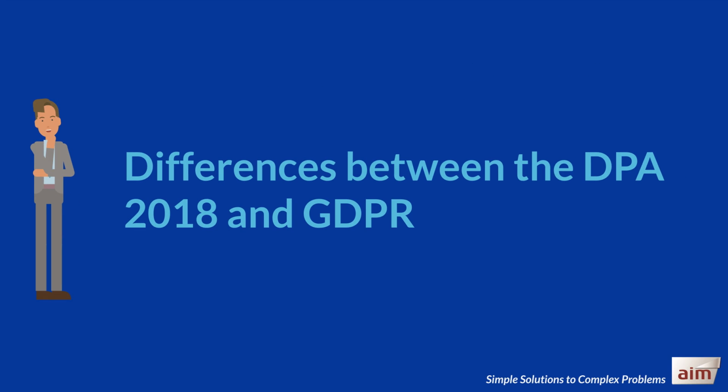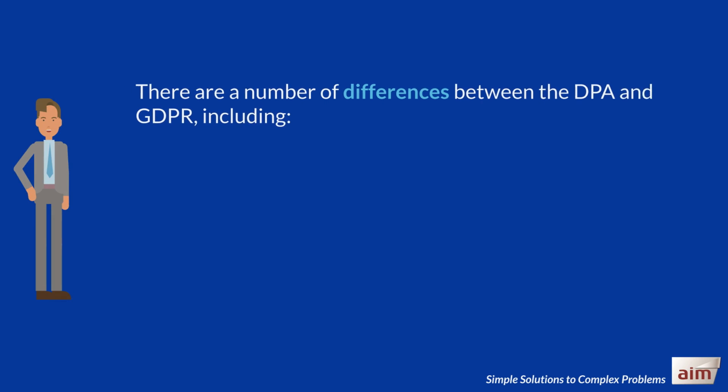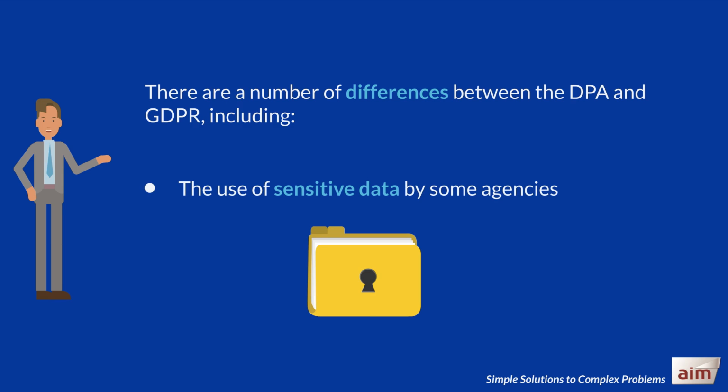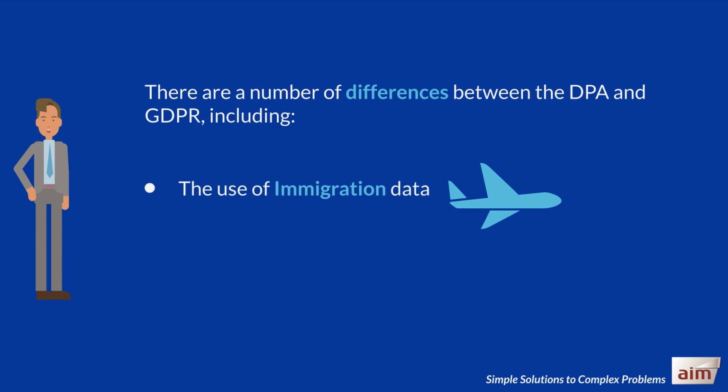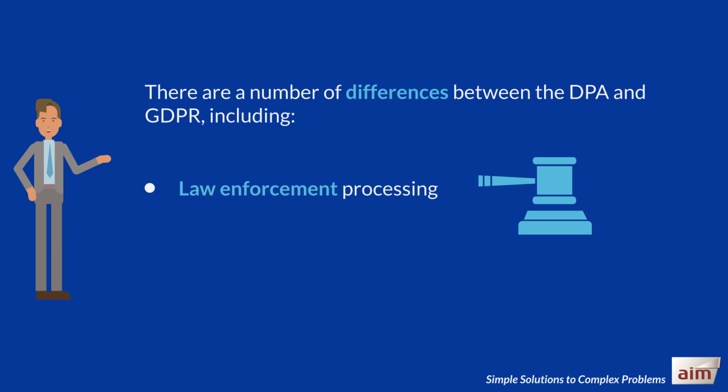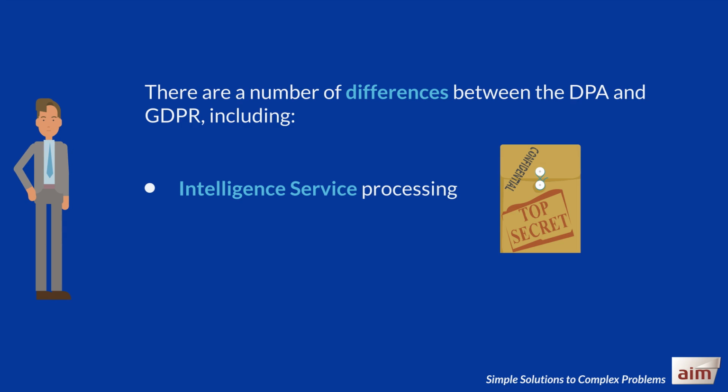Differences between the DPA 2018 and GDPR. There are a number of differences between the DPA and GDPR, including the use of sensitive data by some agencies, the use of immigration data, exceptions to the use of automated processing, law enforcement processing, and intelligence service processing.